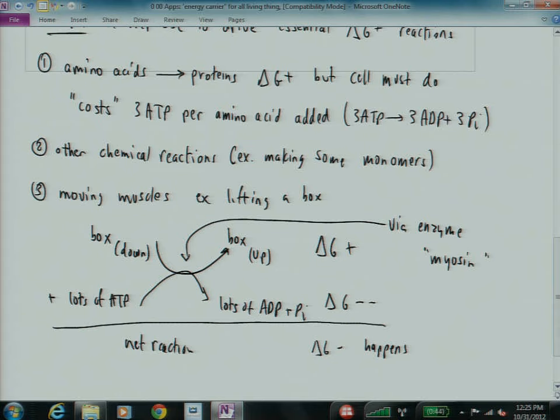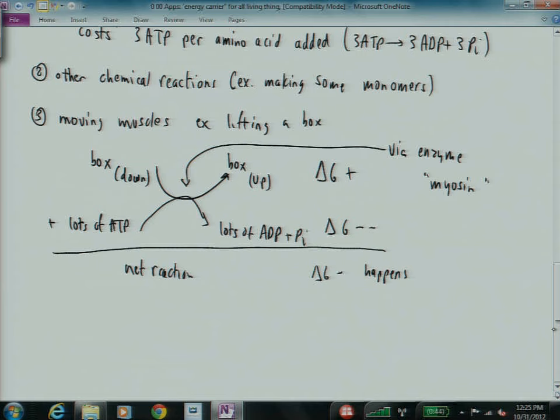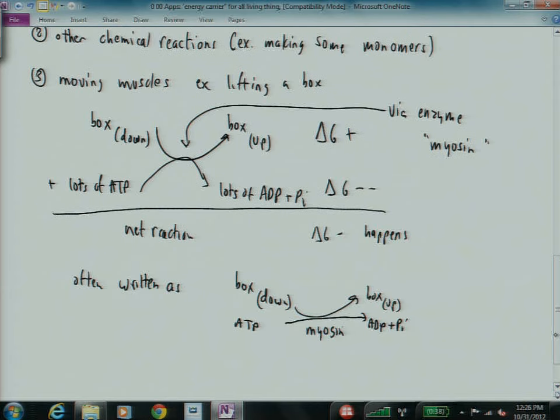You could write this in a sort of shorthand way, often written as something like this. So you have the box down, and it's converted to the box up. And along the way, you turn some ATP into ADP and phosphate, and it's done by myosin. So myosin makes those two reactions happen together. All right. So there's lots of things your body uses ATP for.